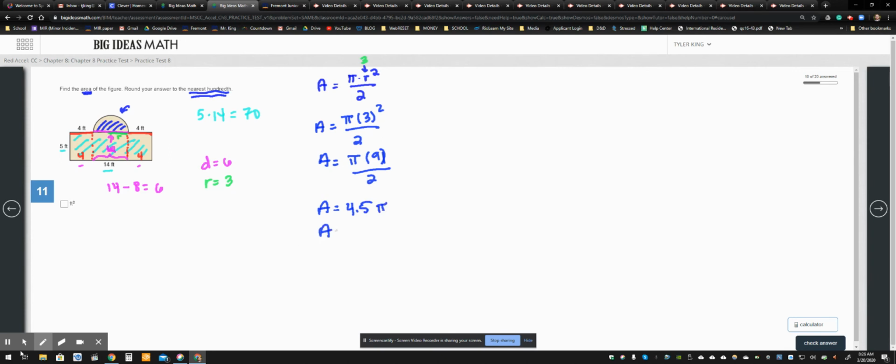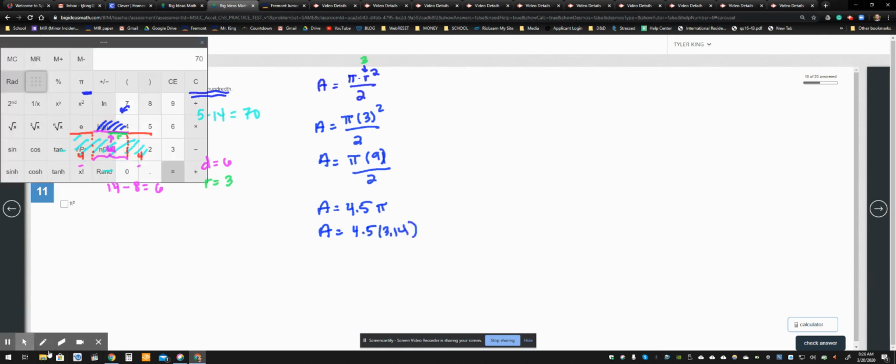Now we can approximate our area here by making pi 3.14, and we can go ahead and grab our calculator. We're going to go ahead and clear this out. We're going to see 4.5 times 3.14, and we're going to end up with 14.13. So our area is going to be 14.13.